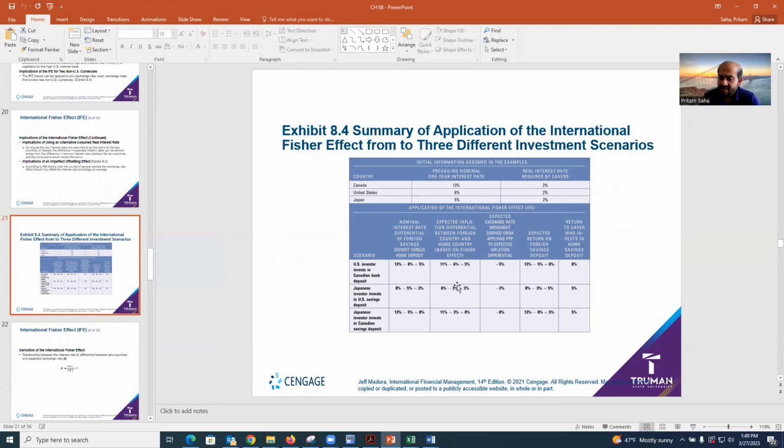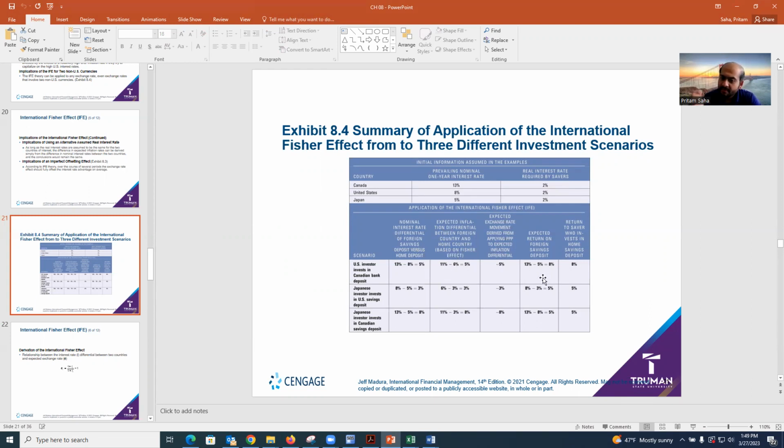And look at the expected inflation differentials between the foreign country and the home country. So if you look at the expected inflation, inflation in Canada is 11%, 13 minus 2. Inflation in the US is 6%, 8 minus 2. So the inflation differential is 5%, right? If IFE holds, if the international Fisher effect holds, what is the implication? Expected exchange rate movement, right? The Canadian currency will depreciate by 5%.